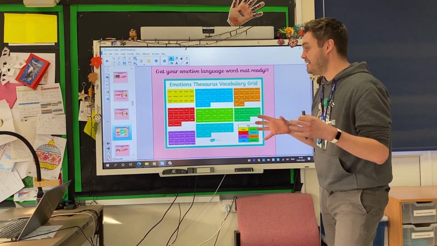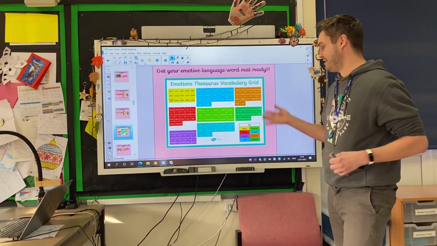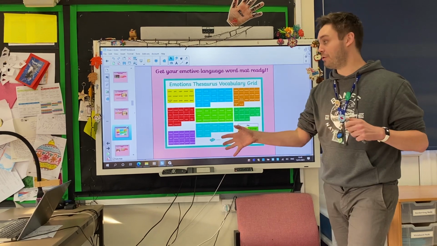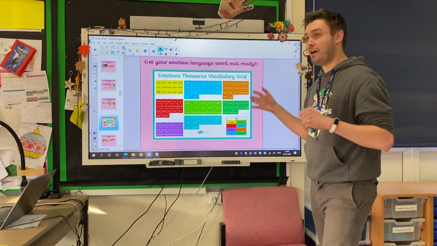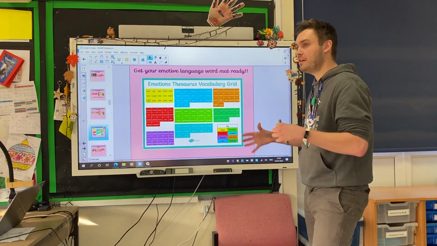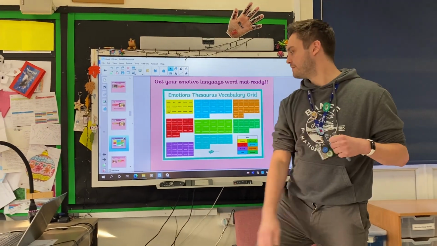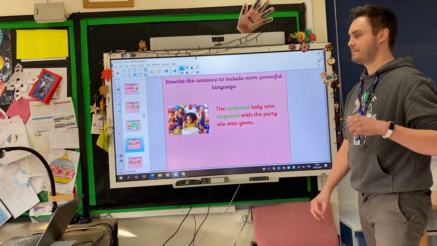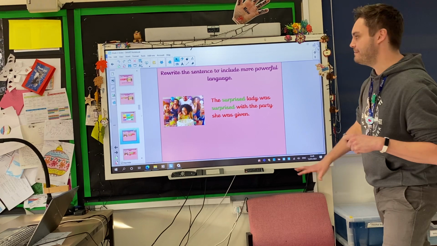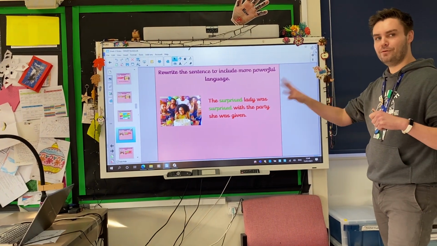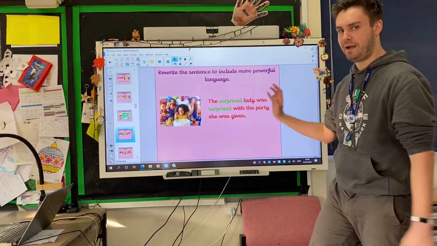It's got other words, other adjectives for certain emotions like happy, angry, sad, and so on. In the next slides, I will have words like happy, angry, and sad. You've got to change them to make them more emotive. So let's start with one here. Rewrite it using your word mat to make this more emotive using more powerful language.